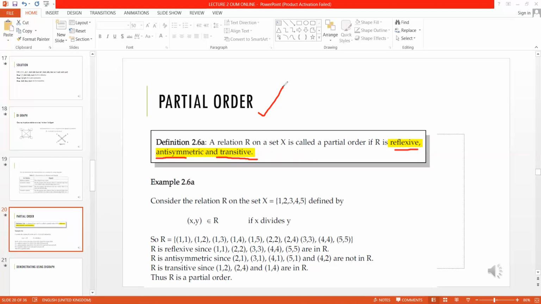So if the relation is reflexive, antisymmetric, and transitive, we call it a partial order. Okay, and to identify that is simple. You just have to check if R is 1 reflexive, 2 antisymmetric, and 3 transitive, like we've just done in the previous example.